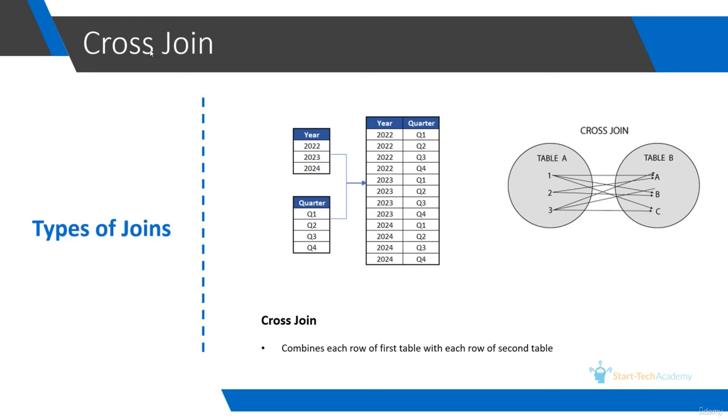So that is all about joins. I hope you have understood the five kinds of joins, and now you can select the right kind of join in Google Data Studio while creating blends.